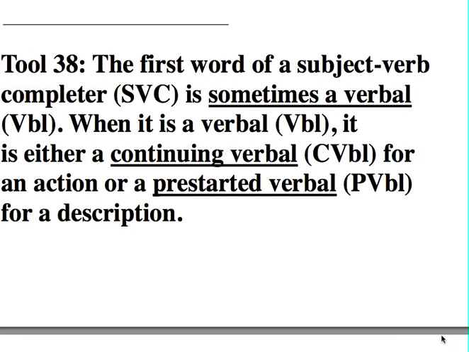Tool 38 tells us that the first word of a subject-verb completer, or SVC, is sometimes a verbal, a VBL. When it is a verbal, it is either a continuing verbal, CVBL, for an action, or a pre-started verbal, PVBL, for a description. I prefer to substitute the word activity for action here. A continuing verbal is describing something that people do, such as swimming, right? We're talking about the sport called swimming, not that I'm swimming right now. But write this down and I'll show you some examples.